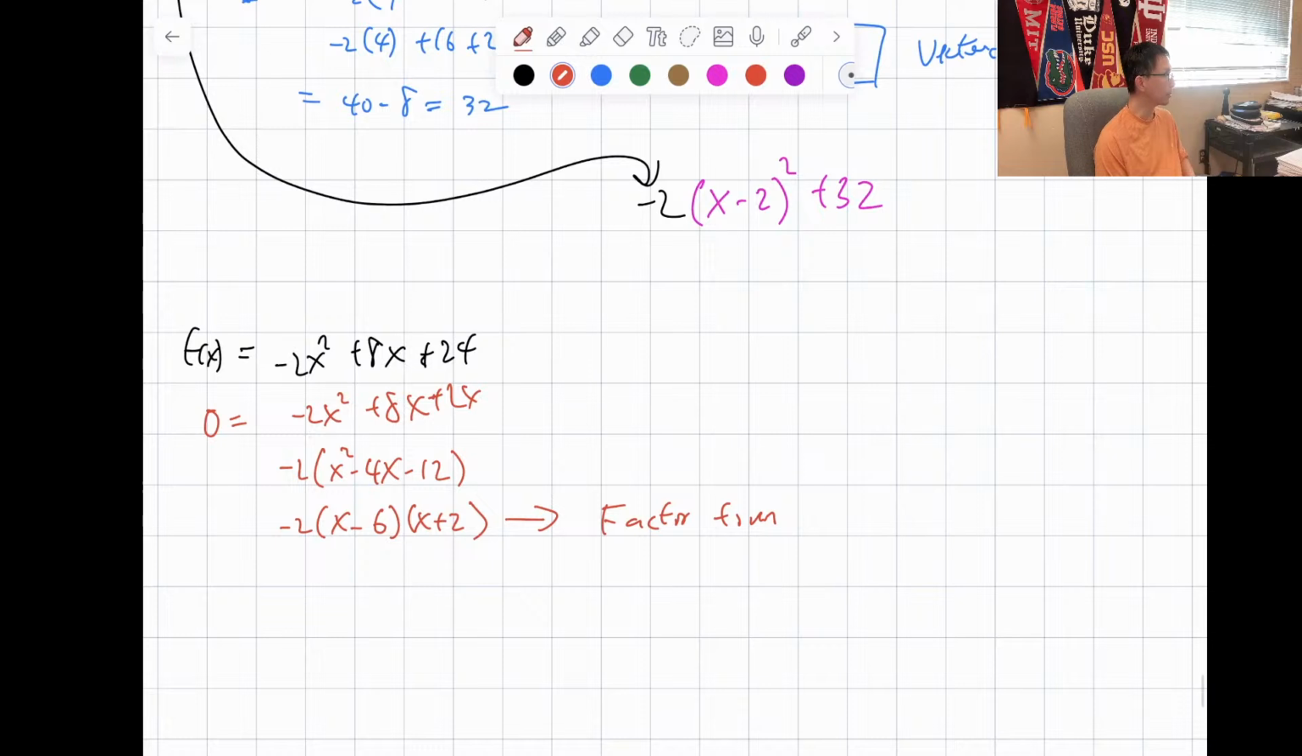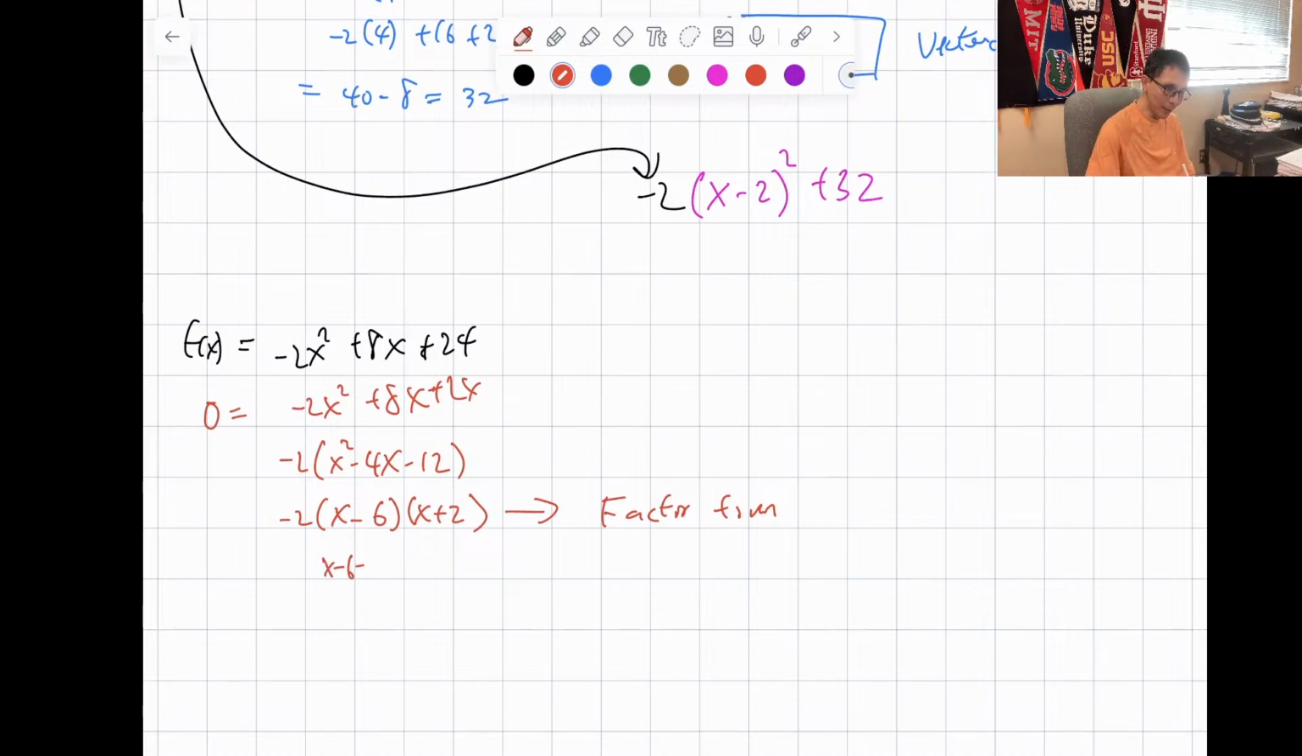So this is factor form. What does this factor form tell me? Where the x-intercepts are? x minus 6 is equal to 0. It's called the zero product property. And x equal to 6 and x equal to negative 2, right? Is that okay?